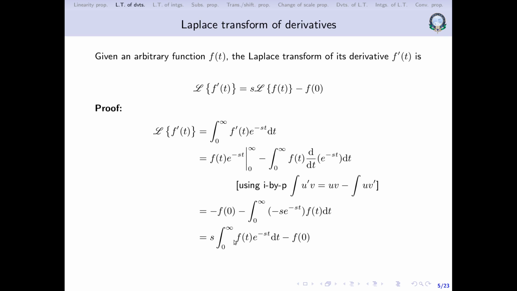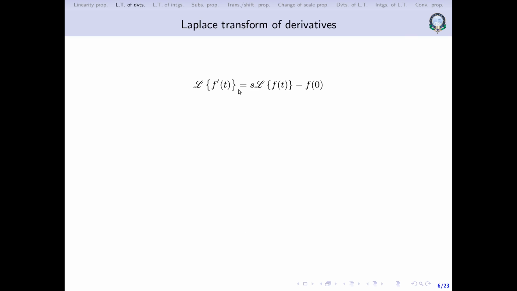So now this we can recognize very easily. What is this? This is nothing but the Laplace transform of the original function f. So we can write it as s into Laplace transform of f of t minus f of 0. So this is the proof of this property, that is the Laplace transform of derivatives. This is the Laplace transform of the first derivative, I should say, because this is f prime.